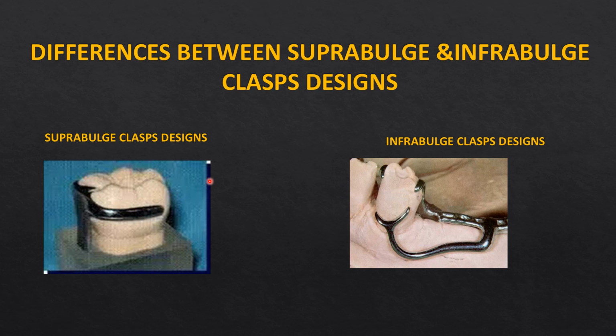So this is the difference between a suprabulge and infrabulge clasp. A suprabulge clasp approaches the undercut from a superior direction, that is above the height of contour of the tooth, and then engages the undercut below the height of contour or height of convexity of the abutment tooth. Whereas an infrabulge retainer, such as this shown over here, which is an I bar or Y bar, which are different shapes of a Roach clasp, approaches the undercut from a gingival direction, passing over the gingival sulcus, and then engaging the undercut. Here in this case, it engages two undercuts, one on the mesial and one on the distal surface of the labial surface of the tooth.